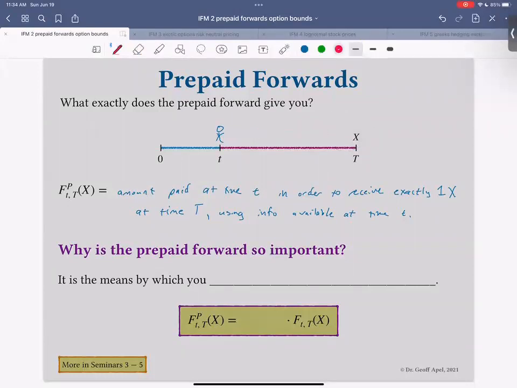So it is the means by which you move non-money assets back in time.